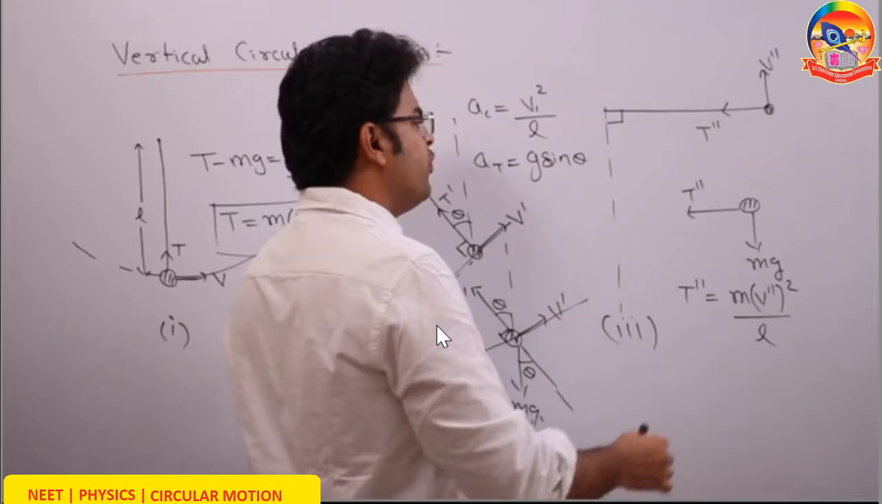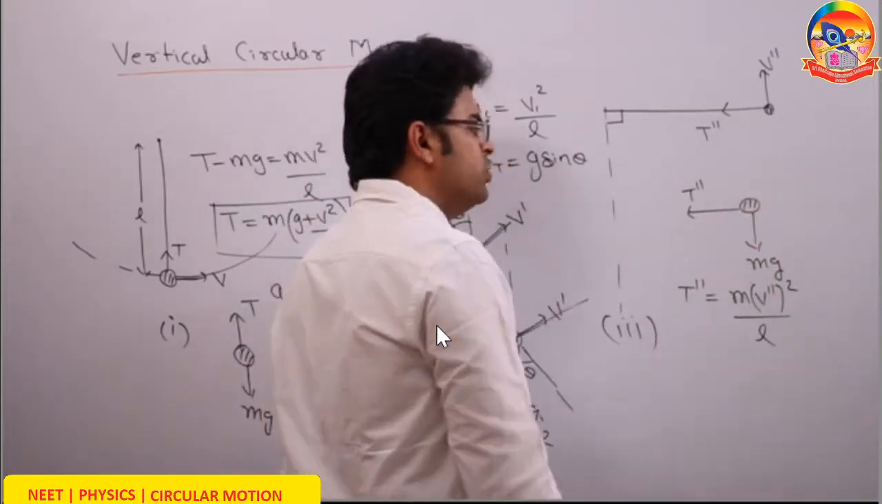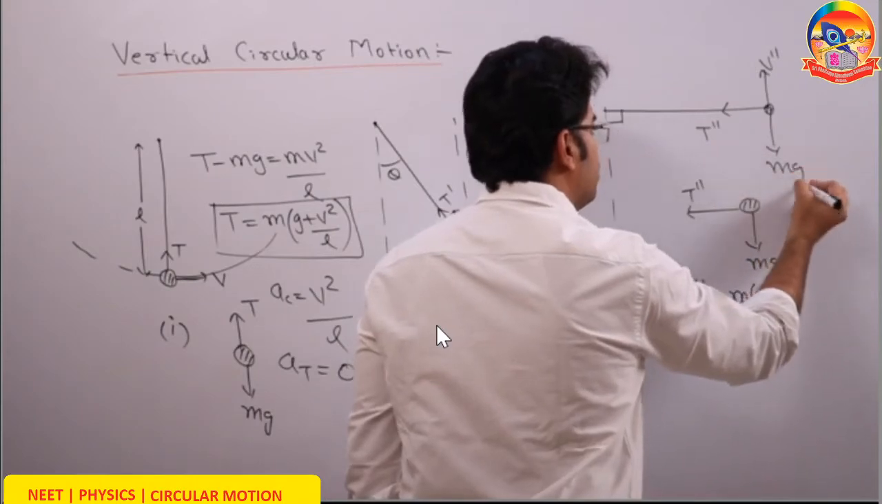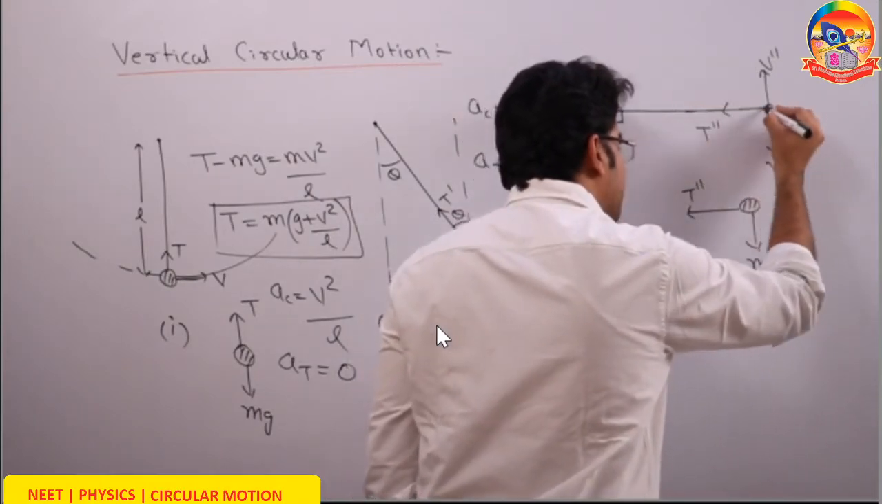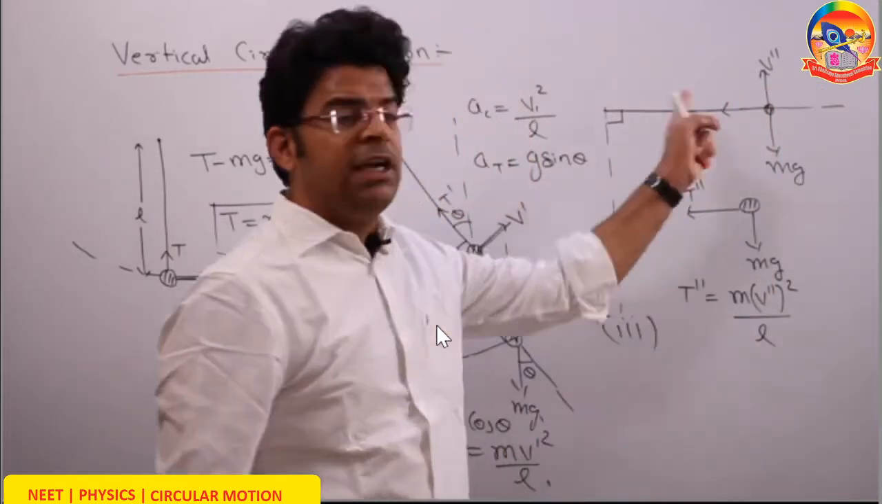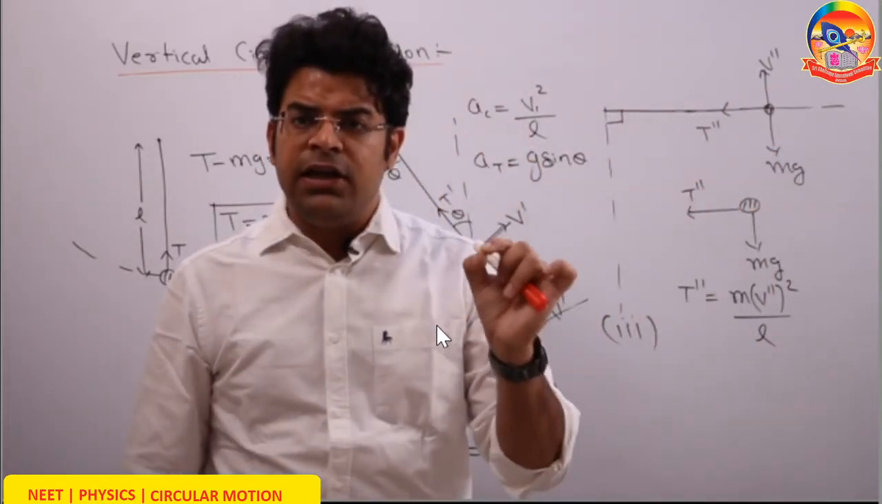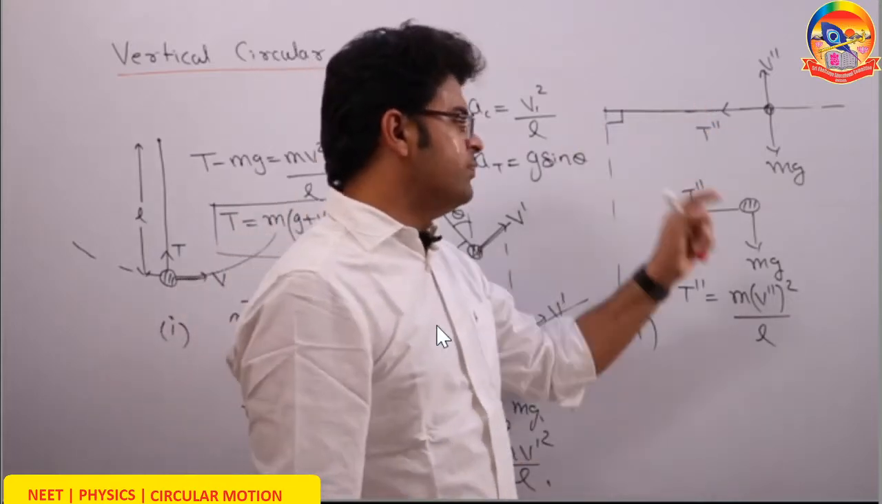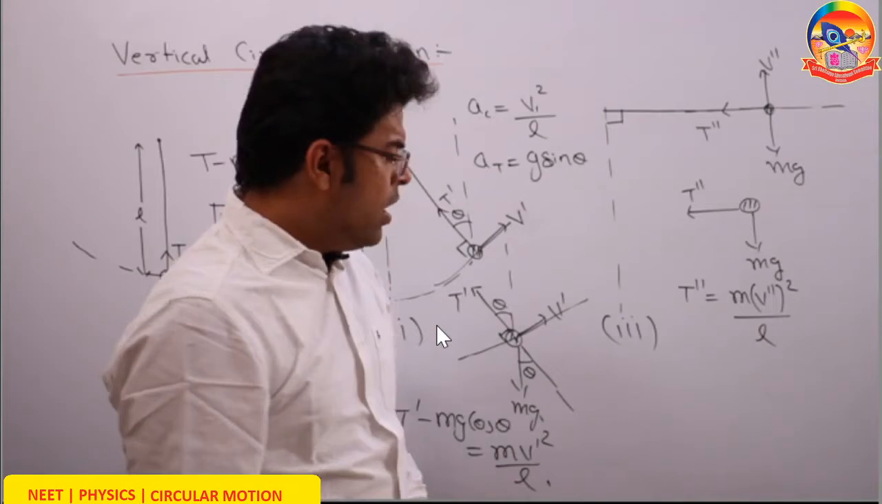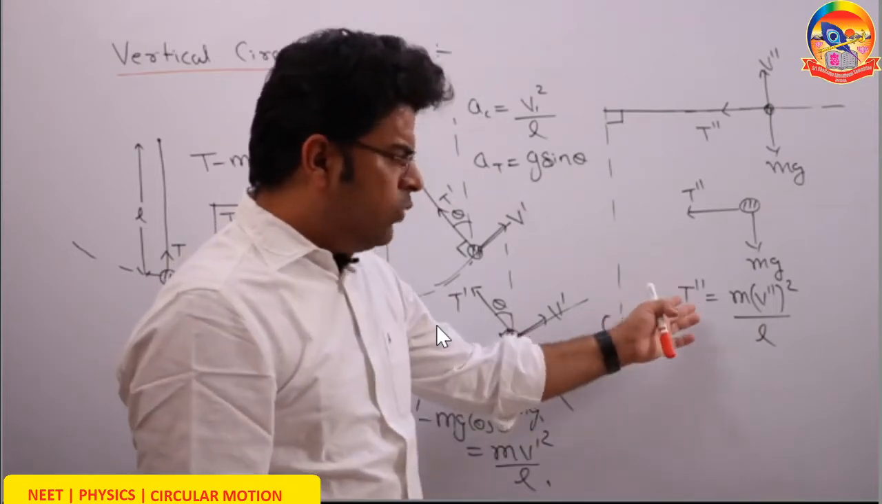The reason being, the force of gravity acts vertically downward, so it does not have any component in the radial direction, that is, towards the center. So that's why we only write that the net force acting towards the center, T double dash, has to be equal to mv double dash squared by L. That is the first equation, and that is how you find the tension.